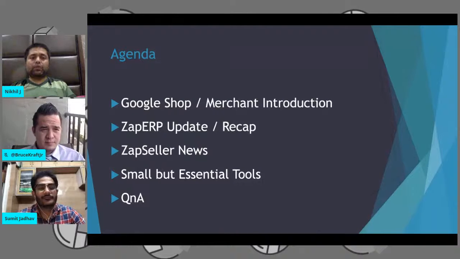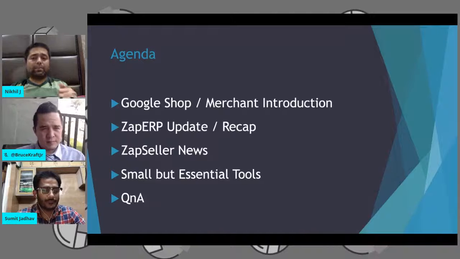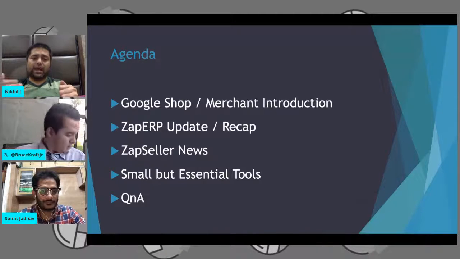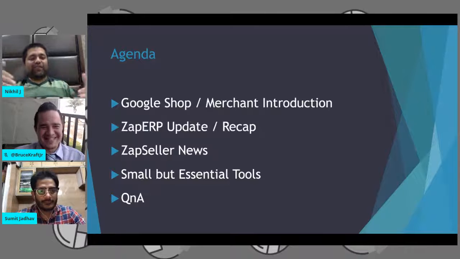Number two, we will do a recap of ZapERP updates. We send an email every 2 weeks containing all the updates that we have made to ZapERP, so we will go through all those things. Then ZapSeller news, and we do have some news. That is something where I think you can give a high level overview, and we will talk about it.